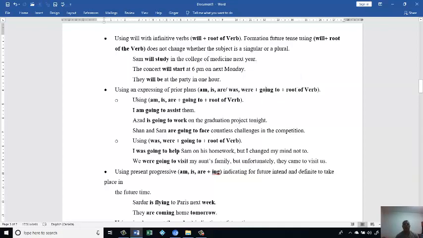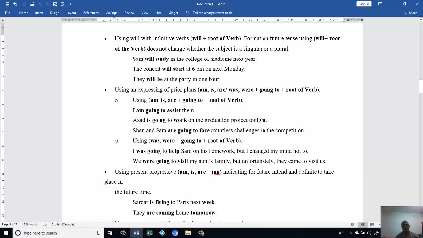For example, using is, am, or are plus going to plus the root of the verb. I am going to assist, that is the root of the verb. Then for example, Azad is going to work on the graduation project tonight. If you look here, Shan and Sarah are going to face countless challenges in the competition.